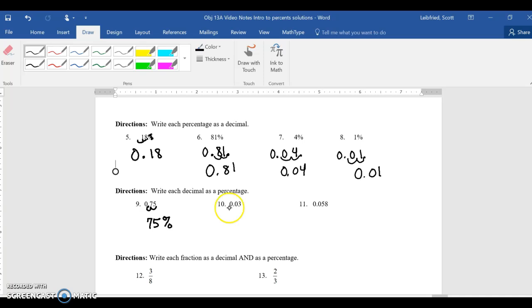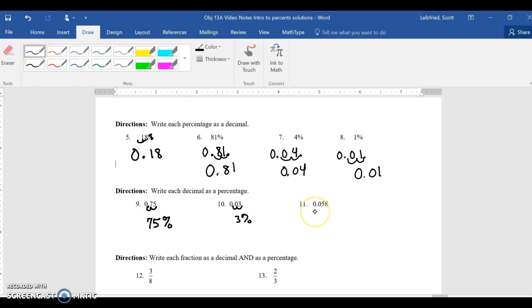In number 10, we would move it 2 places to the right. So the decimal place would go 1, 2 places to the right. And that would be 0.03%. But we don't write 0 in front of it, so it's really just 3%. So we're going to erase that 0, and we're going with 3%.